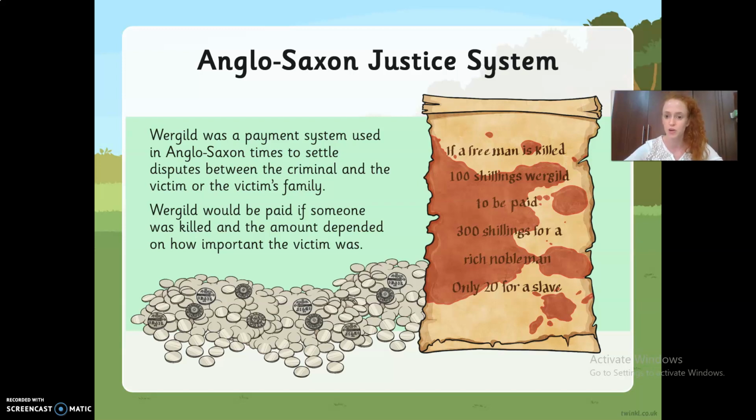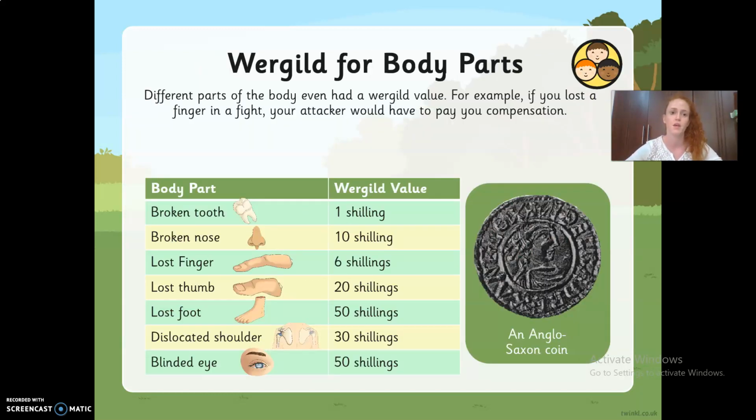But if you were actually someone very important and rich, you would have to pay loads of money if you killed someone rich. All right, then we also had the wergild system for body parts. Different parts of the body even had a wergild value. For example, if you lost a finger in a fight, your attacker would have to pay you compensation.